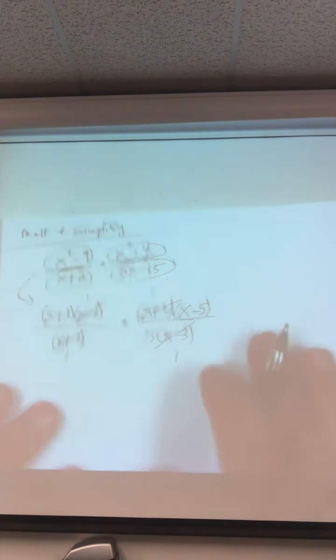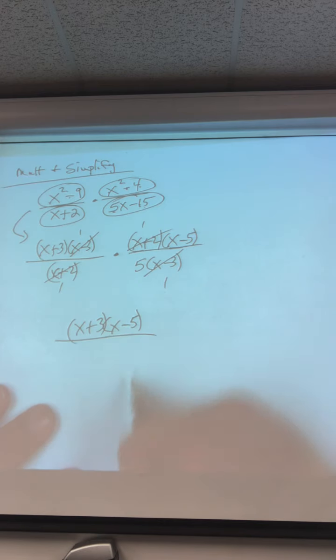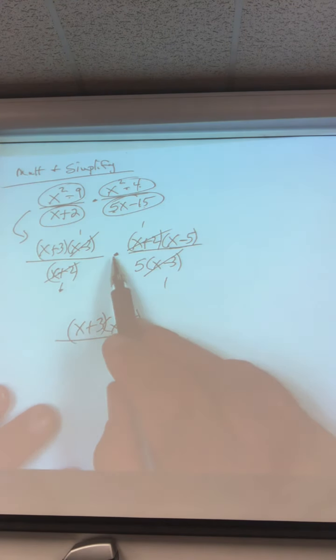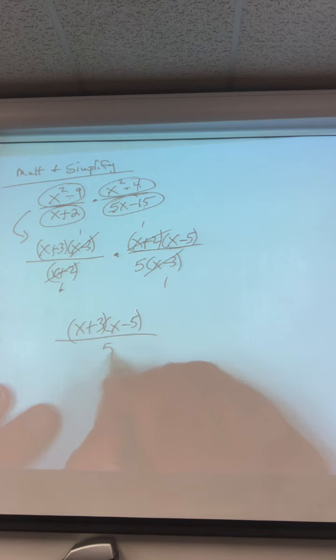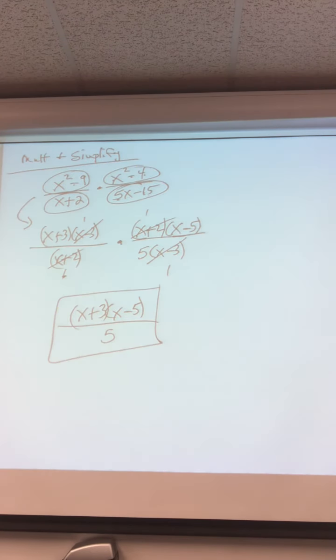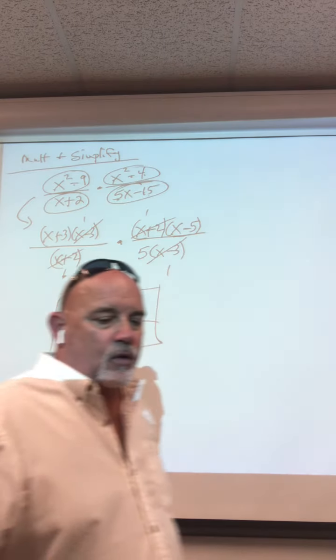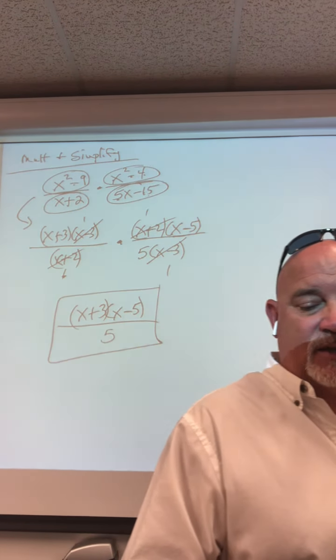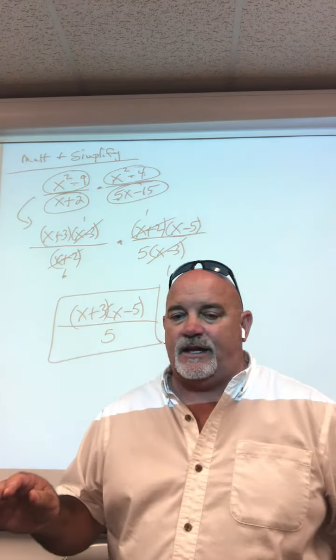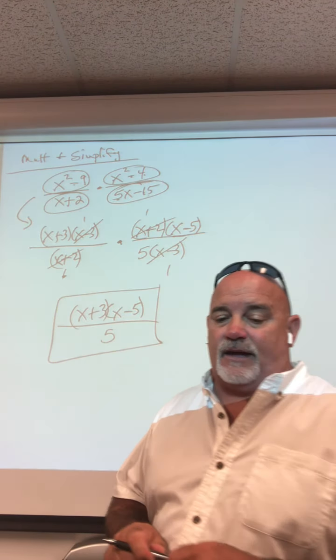So look at what you're left with in the top: x plus 3 times x minus 5. Look at what you're left with in the bottom: 1 times 5 times 1, which is 5. And that's your answer. Now, there would be nothing wrong if you chose to multiply this back out, but we typically don't. When we're multiplying rational expressions, we factor everything and cancel, and then whatever's left, we just leave it intact like that.